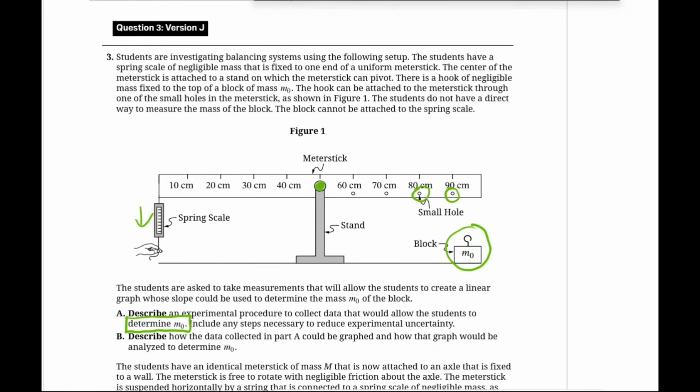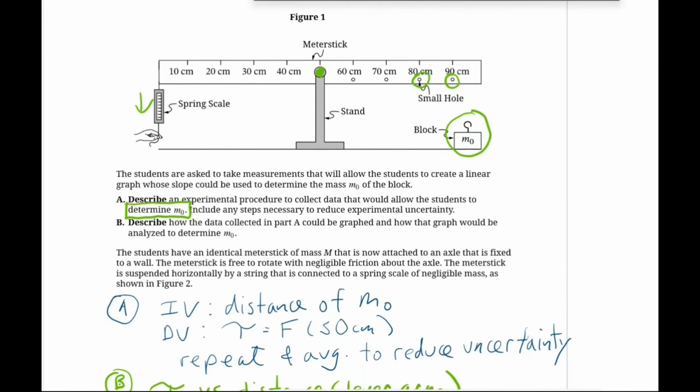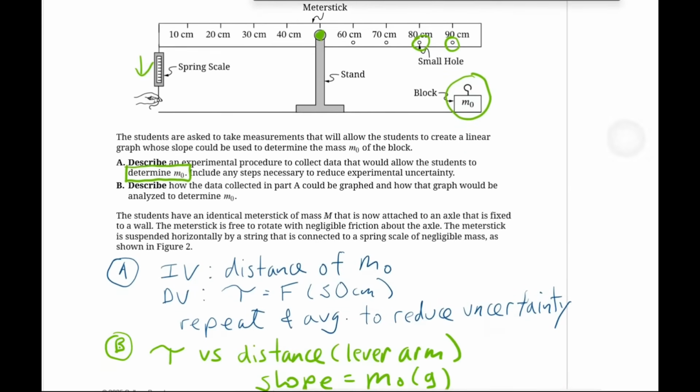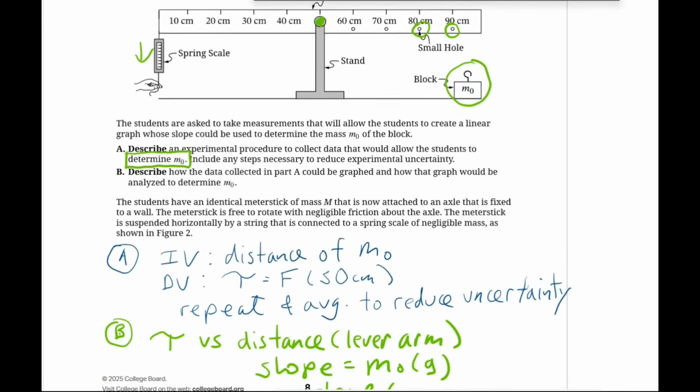All right. So here's what we would do. I didn't write out every single step for the experiment, but I'll explain what I would be writing. I would have an independent variable that is the varying distances of m naught. We have these 4 different holes like we discussed before, and we want to make sure that we don't write down 60, 70, 80, and 90 because those aren't distances from the pivot point.